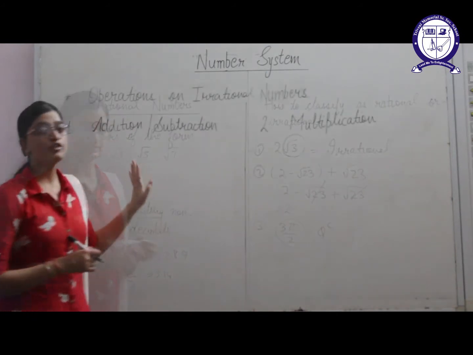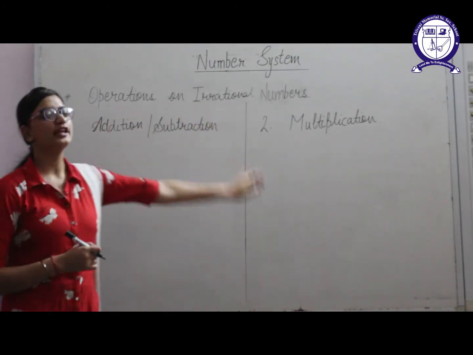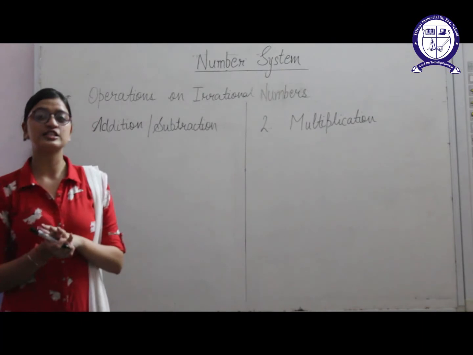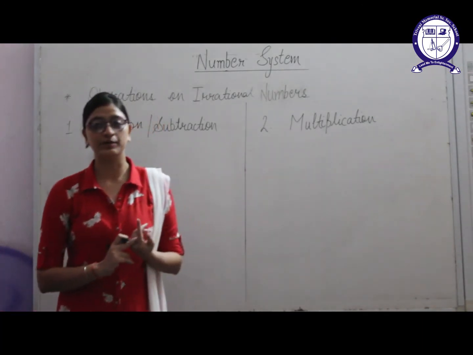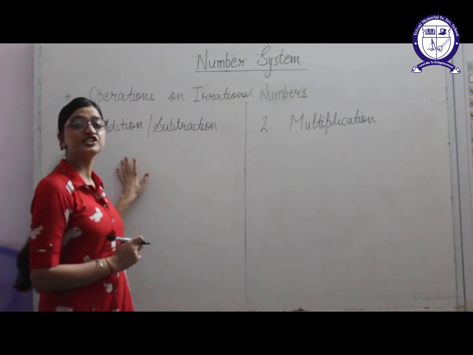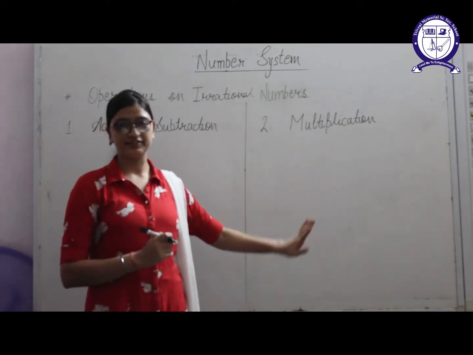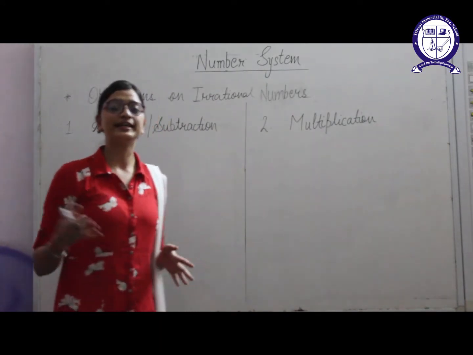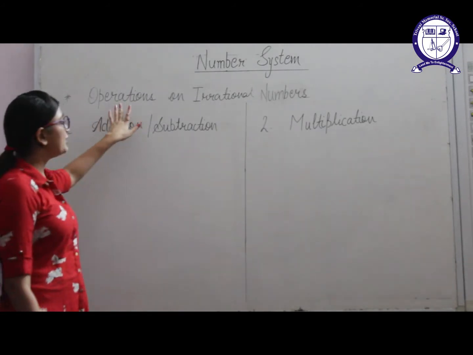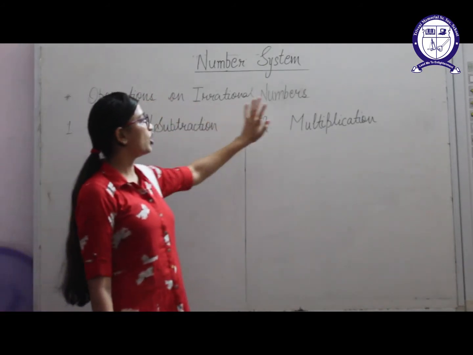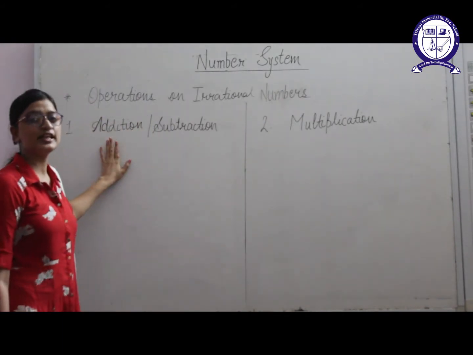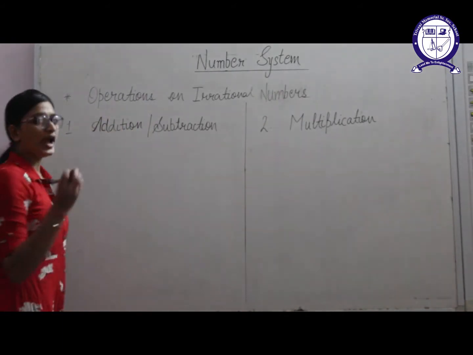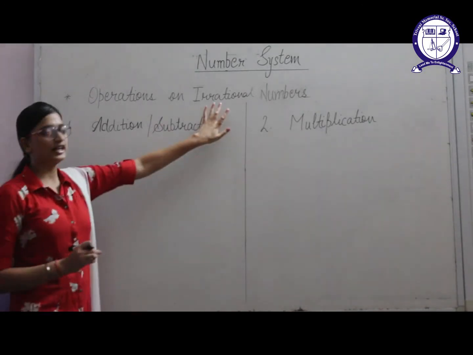So now we will be doing the operations of irrational numbers. In our previous classes, we have done operations on rational numbers, integers and natural numbers. Operations are what? Addition, subtraction, multiplication and division. These are the operations on any type of number. So similarly, we are now doing operations on irrational numbers. First of all, we will be doing addition and subtraction. It's quite complicated when we do it for irrational numbers.